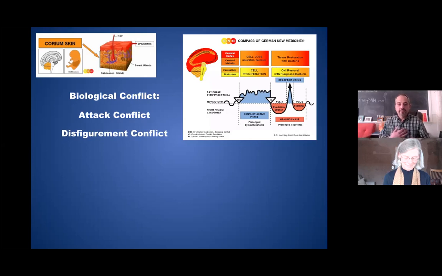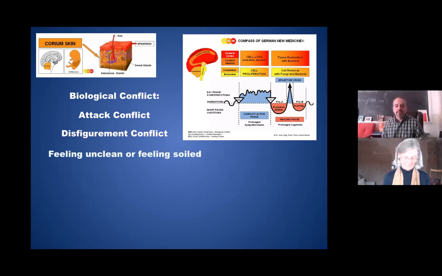To stick with the example of a mastectomy, the woman could have a mastectomy and now have a disfigurement conflict because of how she looks. Whereas, as we're going to see later with acne, the adolescent develops some acne on their face, and they could also have a disfigurement conflict. So there's an aspect of this biological conflict which can also be described as a disfigurement conflict, along with the attack conflict.